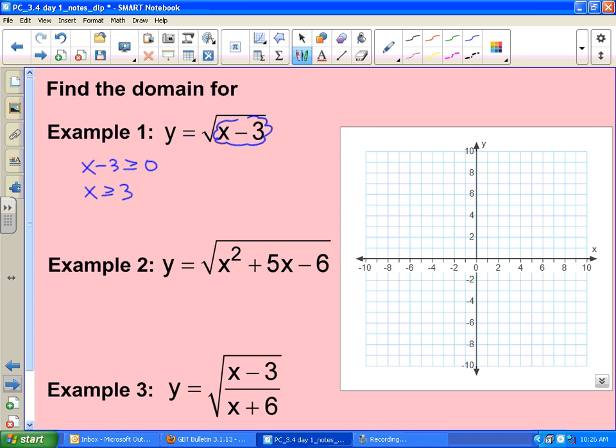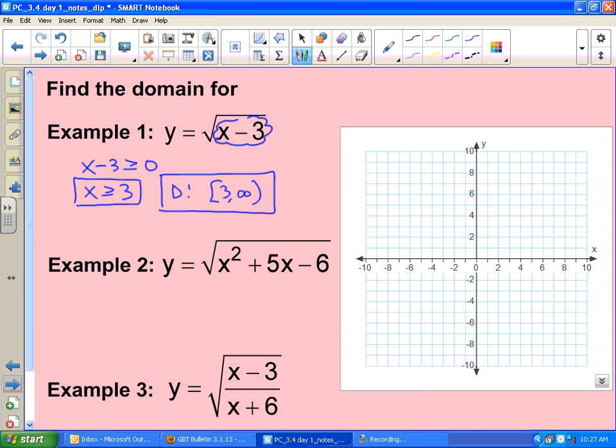If, however, there was a negative 2 or a 2 in there, negative 2 or 2 minus 3 would be negative 1, and I can't take the square root of a negative 1. So just by solving the inequality, I get the domain of a square root function. And again, this one has just a single value of x. So my domain would have to say from 3 to infinity. That would be the domain of this one.